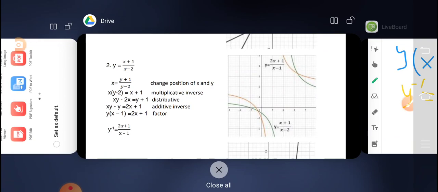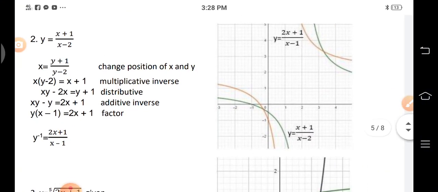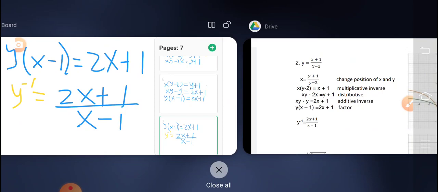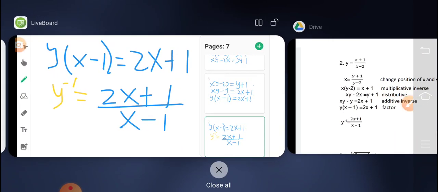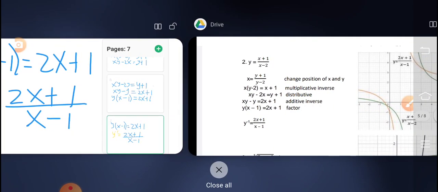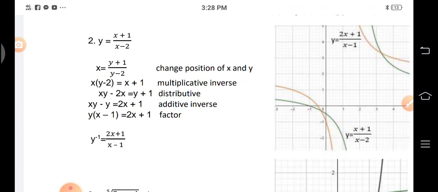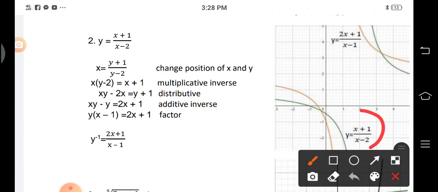Let us see if we have the same answer. Our inverse is 2x plus 1 all over x minus 1. For the graph here, the original is y is equal to x plus 1 all over x minus 2, and the inverse, the brown curve, is y inverse equal to 2x plus 1 all over x minus 1.